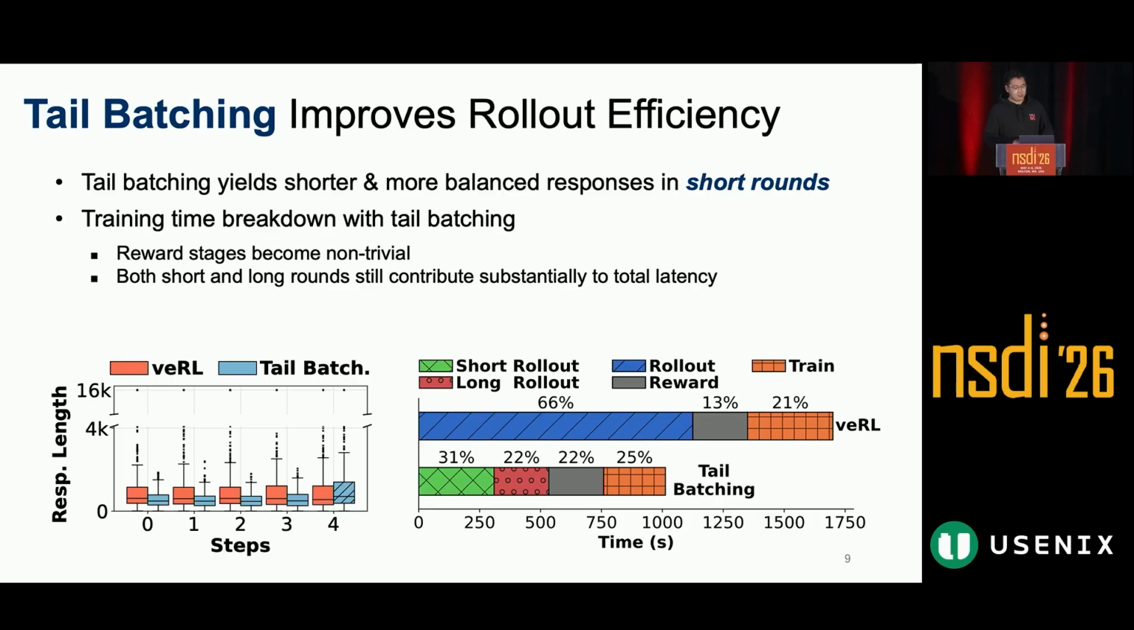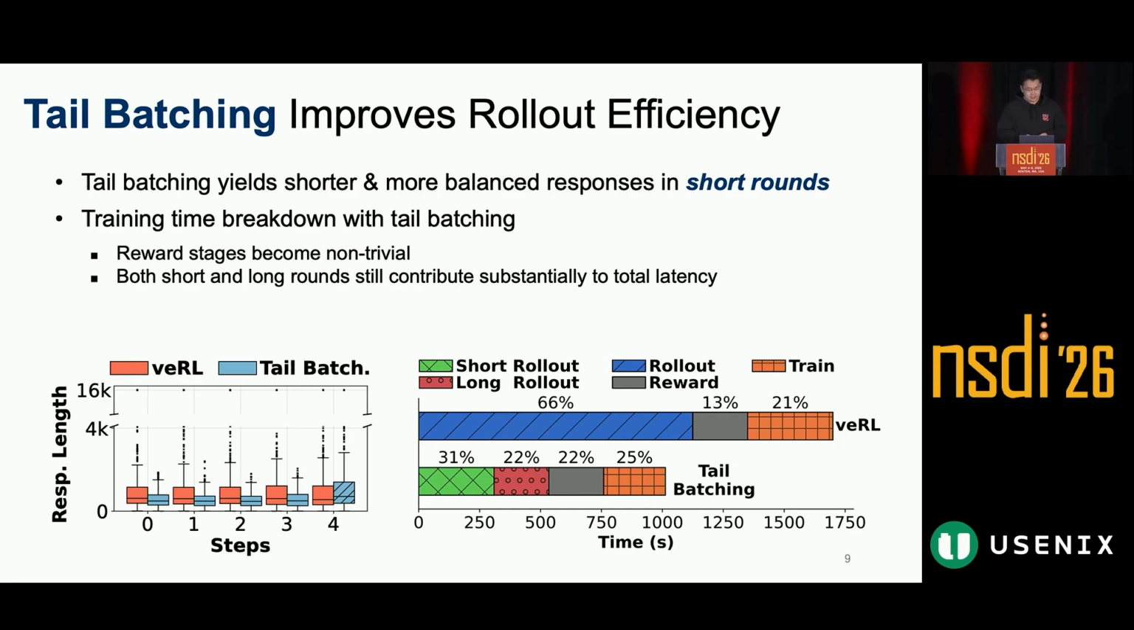Here, we show the efficiency gains. We compare the response length of tail batching with the veRL baseline. You can see the blue box indicating the response length distribution against veRL across multiple steps. And the first 4 steps are the short rounds, while the last step is a long round. You can see that tail batching yields consistently shorter and more balanced response lengths in short rounds. And since the long prompts are deferred to the long round, in the long round, tail batching has a slight favor of longer responses due to this reordering.